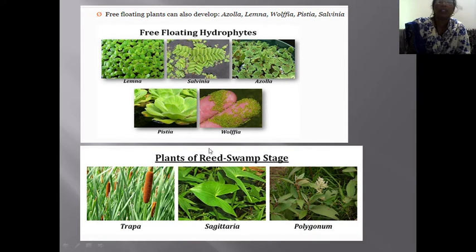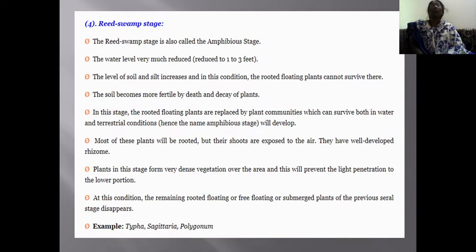After these, the next step comes, and that is nothing but the reed swamp stage. This reed swamp stage is characterized by the formation of plants Typha, Sagittaria, as well as Polygonum. This reed swamp stage is also called the amphibious stage. Means in this stage the water level is very much reduced, and it comes up to 1 to 3 feet. The level of soil and silt increases, and in this condition the rooted floating plants cannot survive there.